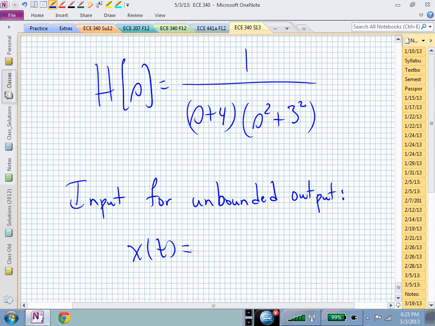What would that look like? Cosine of 3t would do it, wouldn't it? Because your poles are at plus and minus j3. All you have to do is hit it at that exact same frequency and you've got problems.